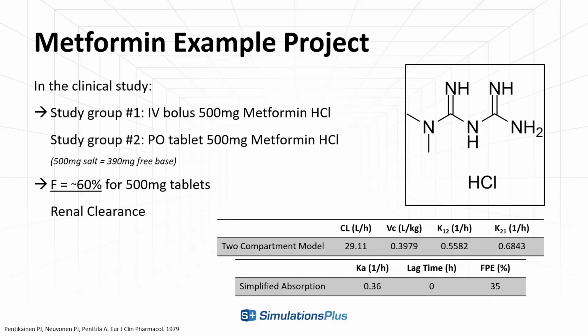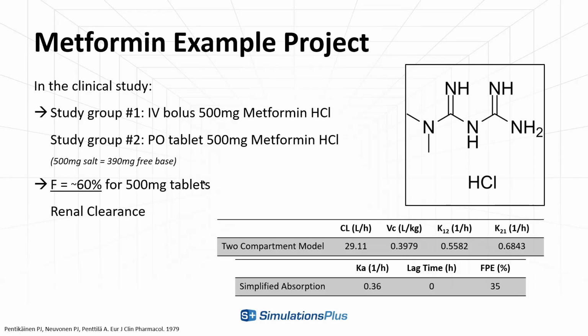Before getting into GPX, I would like to give brief information about the metformin example project. In this example, we will use one clinical pharmacokinetic study that had two different groups of subjects which received different formulations of metformin hydrochloride. The first group received 500 mg of IV bolus, whereas the second group received 500 mg of peroral tablet. Since the doses in the study were administered as metformin hydrochloride salt formulation, we converted the weight of the salt formulation to the free base formulation, and we will use this number for the GastroPlus simulation.